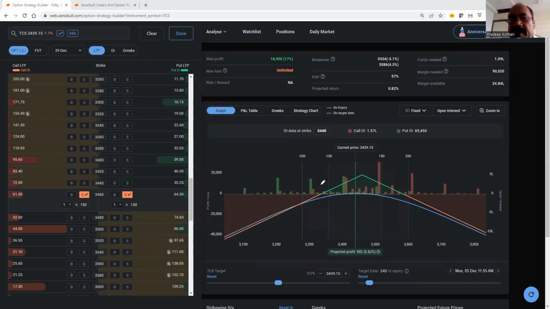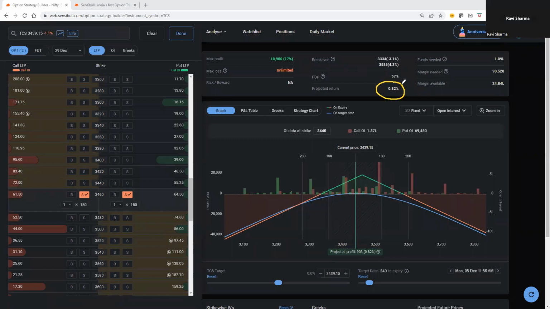How is the projected return calculated? Based on the margin. Say 90,000 is blocked, and the return is 20,000 on the 90,000. So then how is it 0.82%? Where is the 0.82? The projected return 0.82, just below POP, T plus 0 days projected return. That's your live PNL end of day.